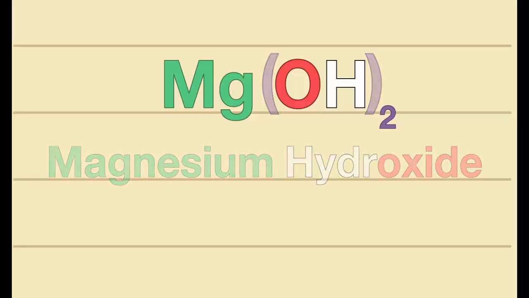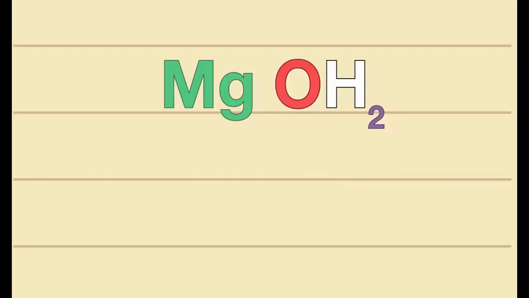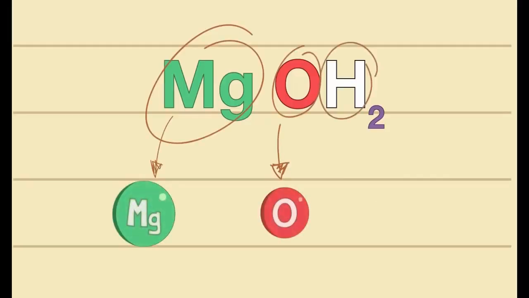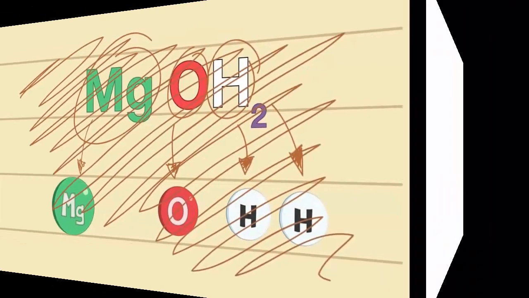Let's say we did not put the OH in brackets. We would get MgOH2. This would mean that for each magnesium ion, there is 1 oxygen atom and 2 hydrogen atoms, which is incorrect.